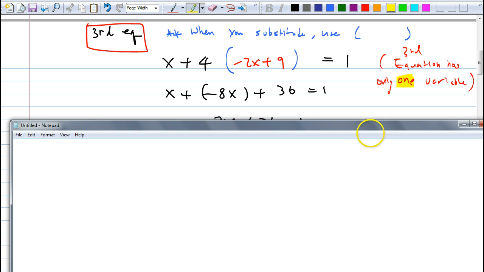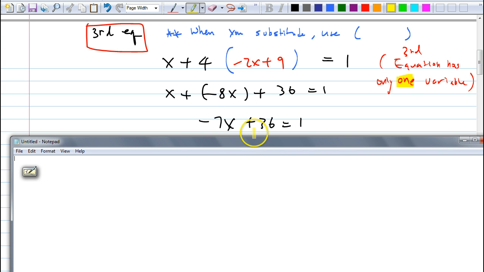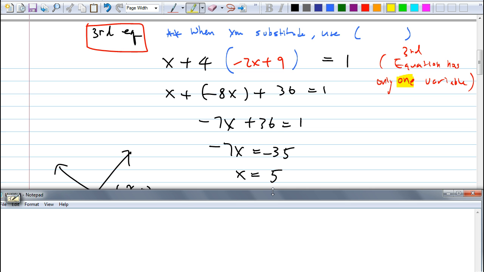See what you get. A lot of you got x equals 5, because you get negative 7x plus 36 equals 1, right? When you combine positive x plus negative 8x, don't you get negative 7x? And then of course you subtract 36 from both sides, and you get negative 35. Divide both sides by 7, x equals 5.